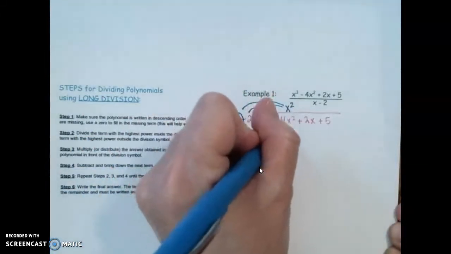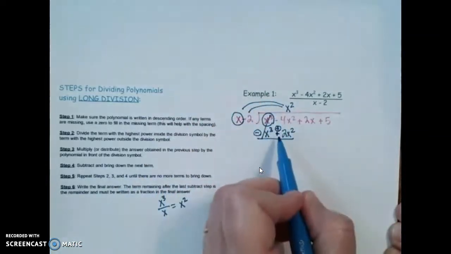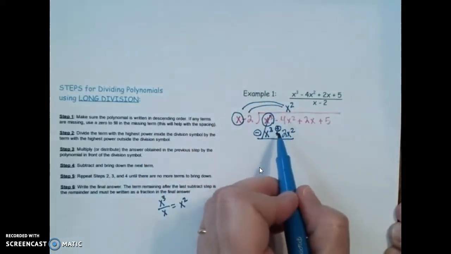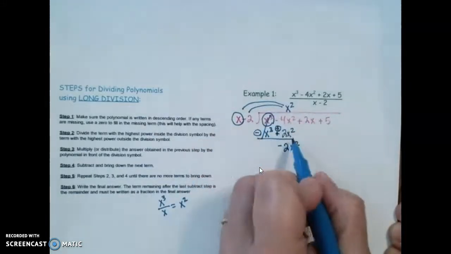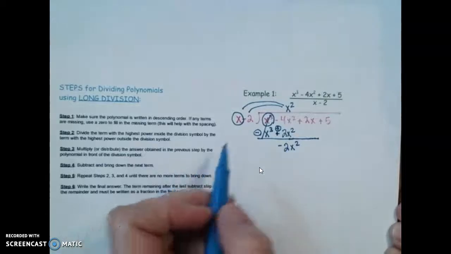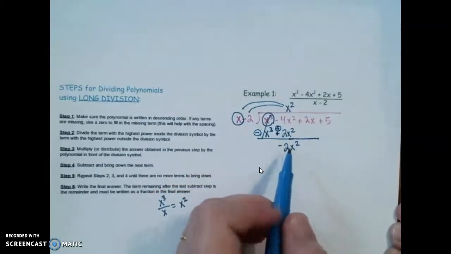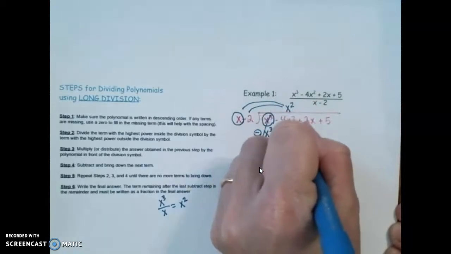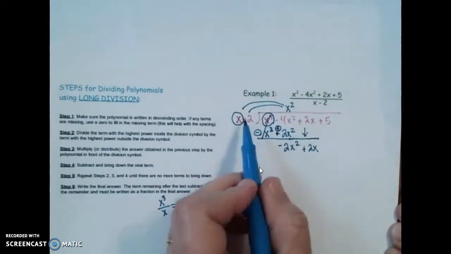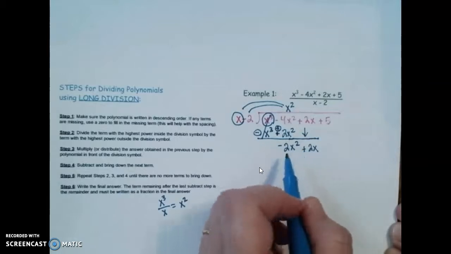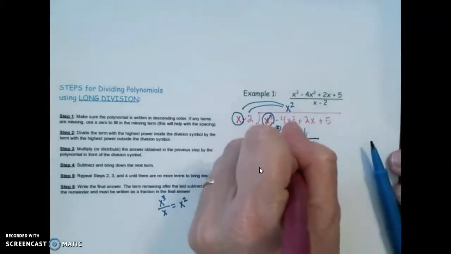You know that subtracting a negative is the same as adding a positive, so I'm going to go ahead and change those. So we have negative 4 plus 2 would be negative 2x squared. So then I have two terms with only one term to divide into. That's not going to work. So we're going to drop down this 2x. So now I have a binomial divided by a binomial. And then you're going to do that same process again.